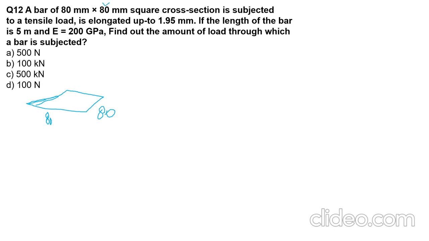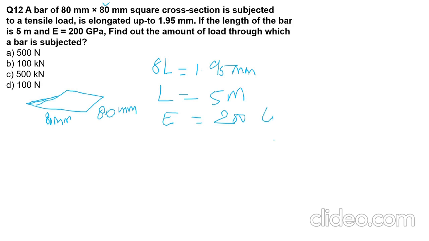Remember this is in mm because we have to change the values. Then we are given that it is elongated by 1.95 mm, so you are given delta L also. If the length of the bar is 5 meters, you are given L, which is 5 meters, and you are given E, your Young's modulus, which is 200 GPa. So can you find the load just using your stress strain equation again?